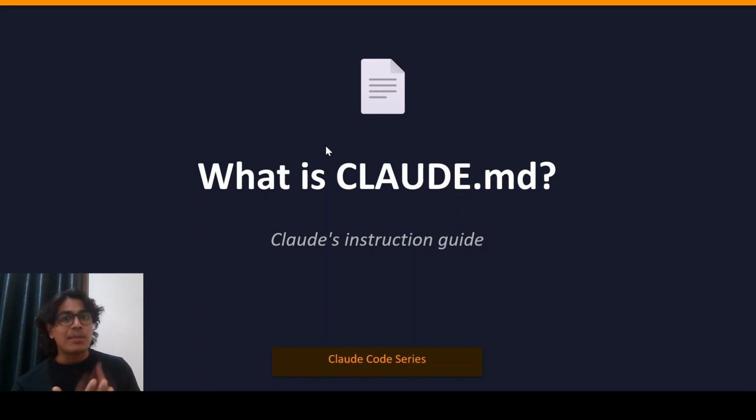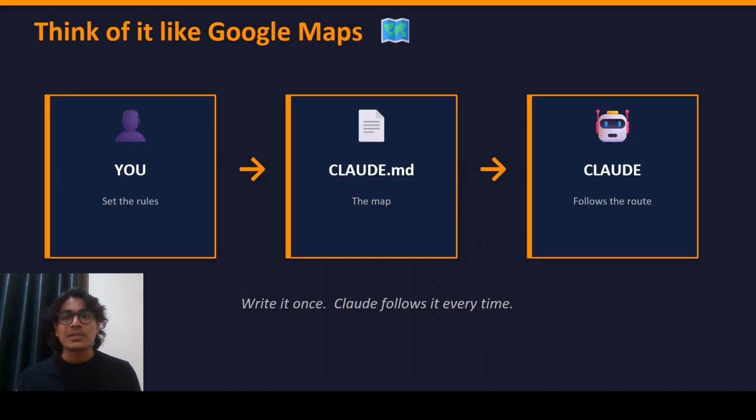It is a complete guide, a complete set of instructions which we give to our Claude, and using this there is a kind of route which is going to be followed by our Claude agent. What to do and what not to do is basically your Claude.md. We can take the analogy of Google Maps: you are the one who decides the destination, Claude.md is the map, and the Claude agent is going to follow this Claude.md, and we are going to reach our specific destination.